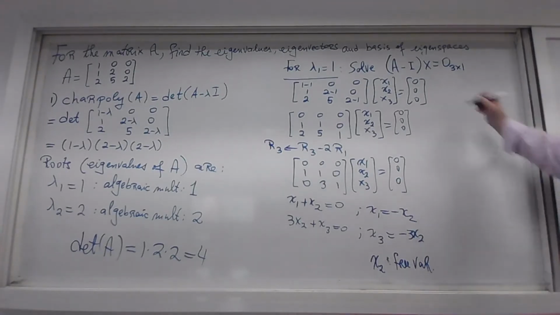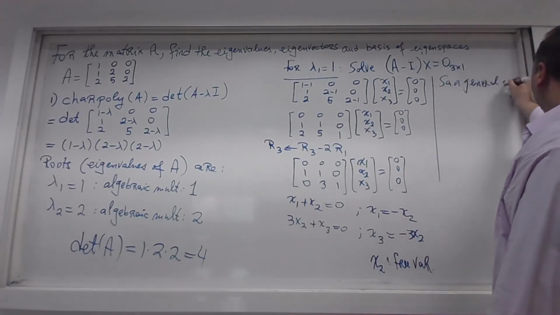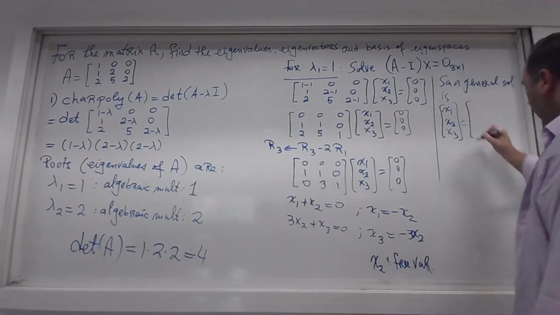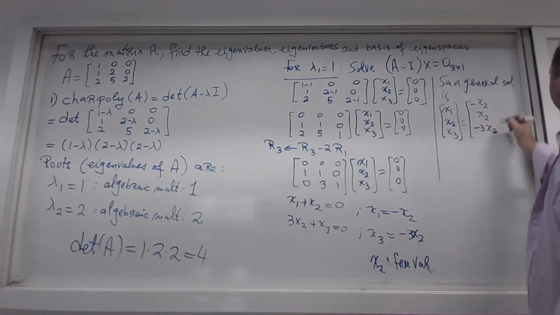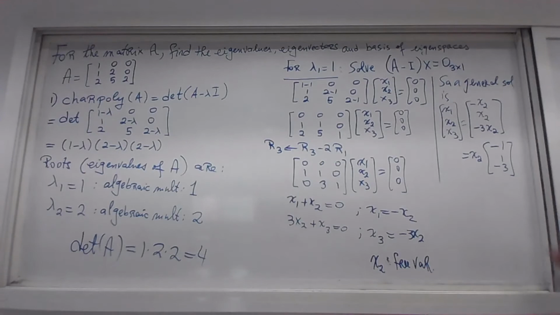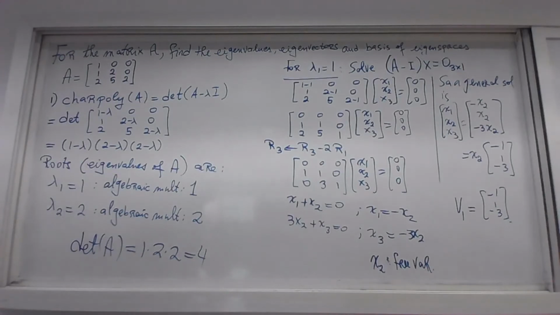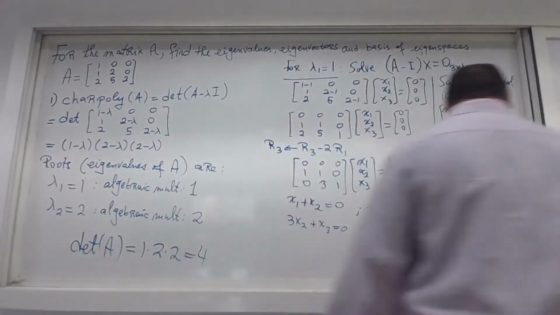Doesn't matter. So a general solution is: x1, x2, x3 equal to, so x1 is negative x2, x2 is x2, and x3 is negative 3x2. So I can factor x2, obviously, and I get negative 1, 1, negative 3. So this will be my eigenvector. So v1 will be negative 1, 1, and negative 3. So that's interesting as an observation. You can choose the eigenvalue you like, the free variable you like. It's up to you.